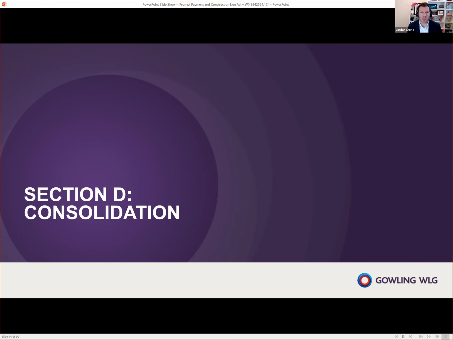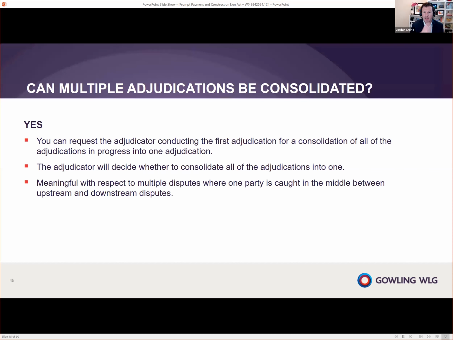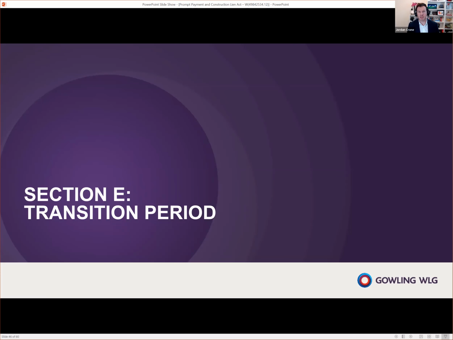Subject to any other questions, we'll move along through 2 quick sections here, which is dealing with consolidation. It's noteworthy that, we talked about earlier the notion that there could be multiple disputes on the same issue. If that is the case, you can consolidate the adjudications. The trick is you have to go to the first adjudication, and that adjudicator will make the determination on the consolidation. Tom, did you want to talk about the transition period?